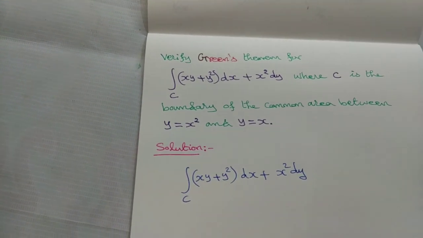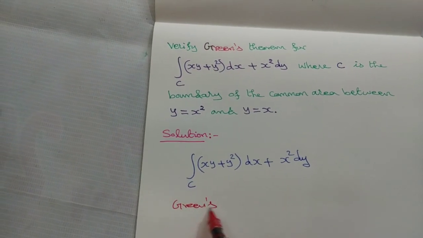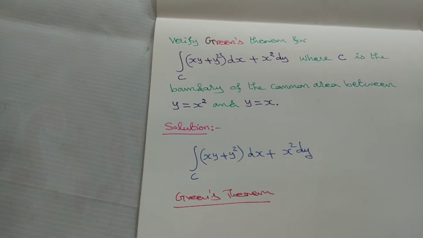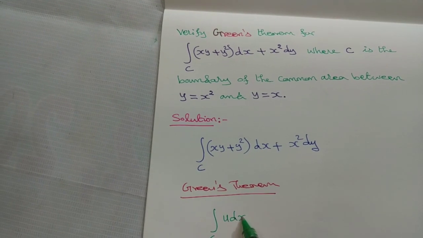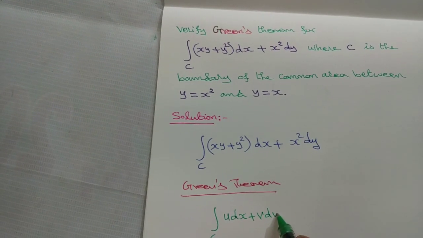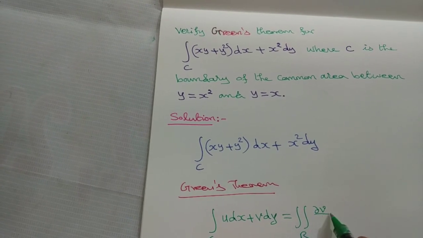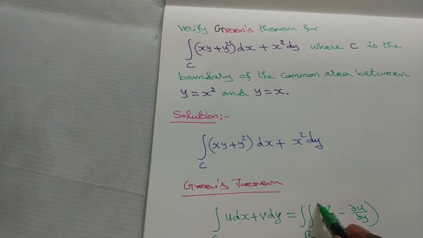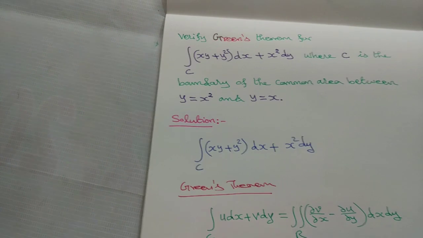Now the given integral is the integral over C of (xy + y²) dx + x² dy. Green's theorem states that the integral over C of u dx + v dy is equal to the double integral over R of (∂v/∂x − ∂u/∂y) dx dy. So this is Green's theorem.